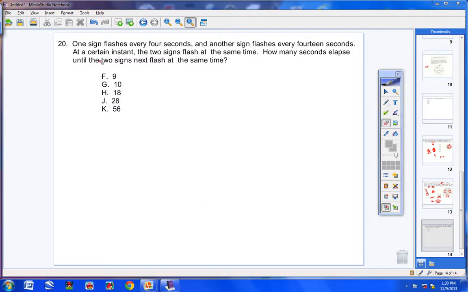Okay, number 20 says, one sign flashes every 4 seconds and another sign flashes every 14 seconds. At a certain instance, the two signs flash at the same time. How many seconds elapse until the two signs next flash at the same time?